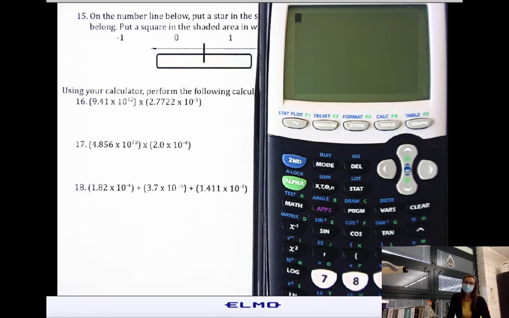Again, for 16, 17, and 18 on the scientific notation worksheet, this just says using your calculator, perform the following calculations and round your answer to 2 decimal places. So for scientific notation, it says use your calculator. You just have to be able to put this into your calculator, and sometimes it's not quite what you would expect when you put it in your calculator.